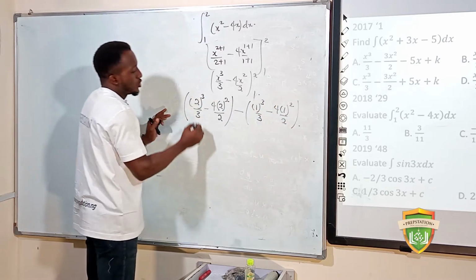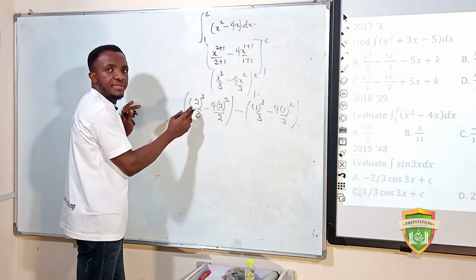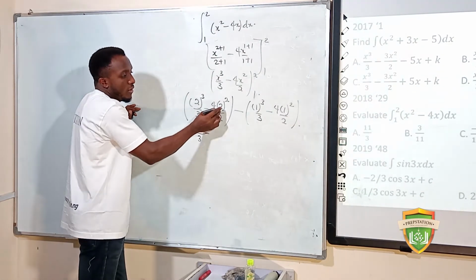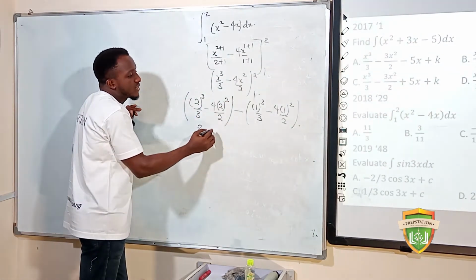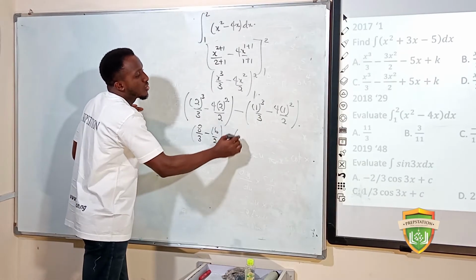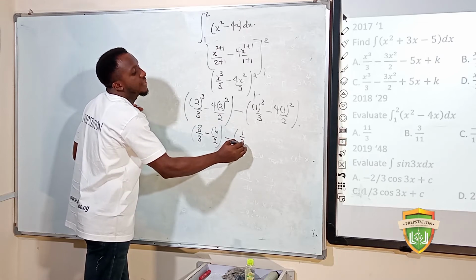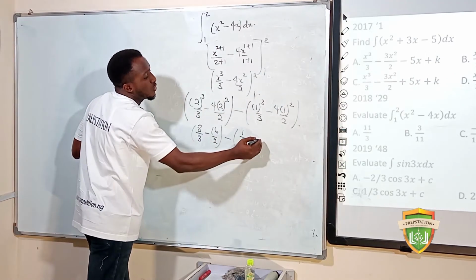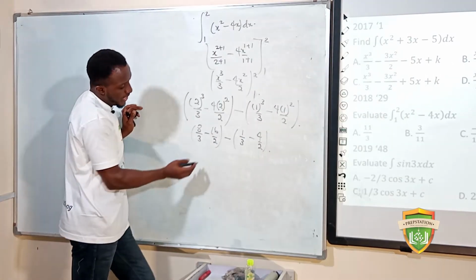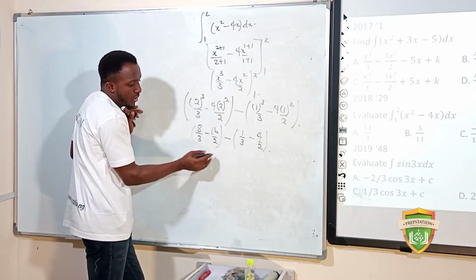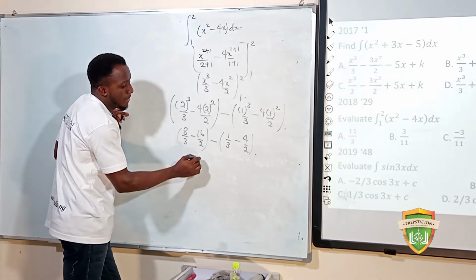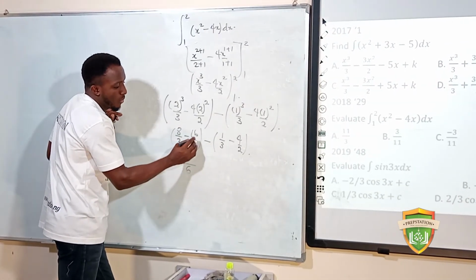You substitute 1 raised to power 3 over 3 minus 4 into 1 raised to power 2 over 2. So this would give me 2 raised to power 3 is 8 over 3 minus 2 times 2 is 4, 4 times 4 is 16 over 2, minus 1 raised to power 3 is 1 over 3 minus 4 times 1 raised to power 2 is 1, so 4 over 2. You see this? So the LCM here is 6.